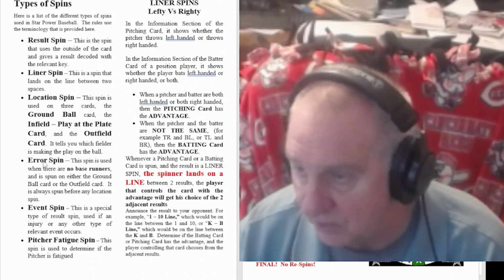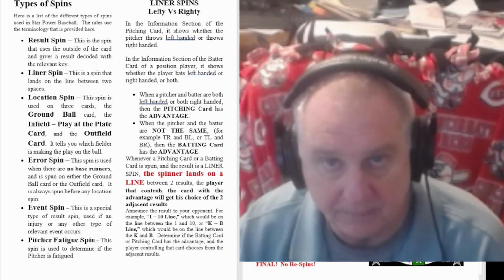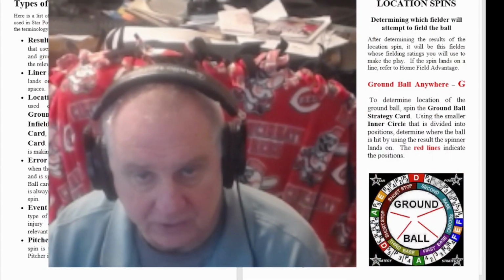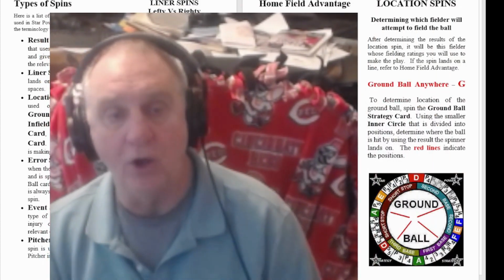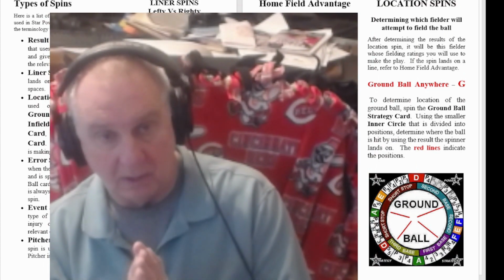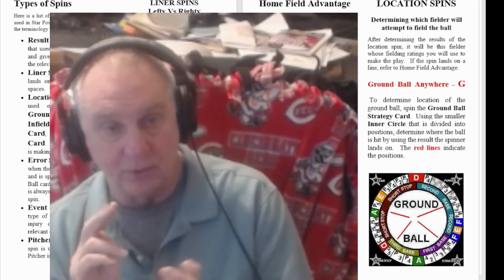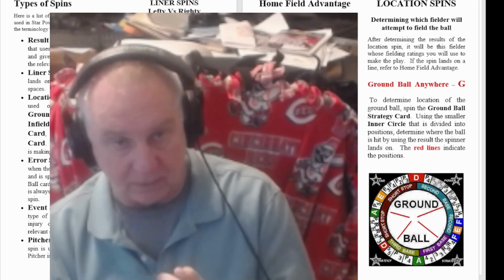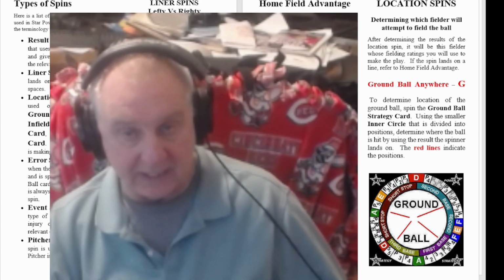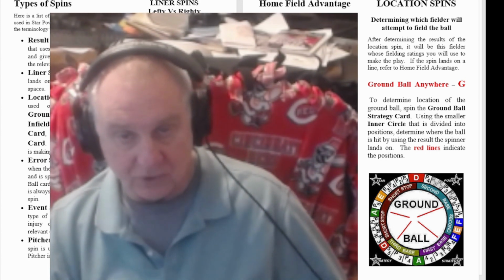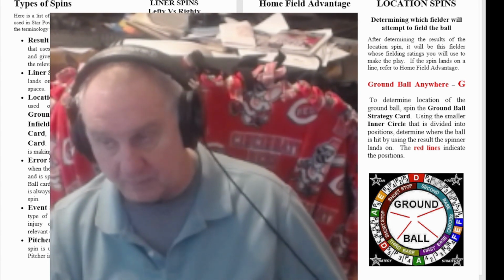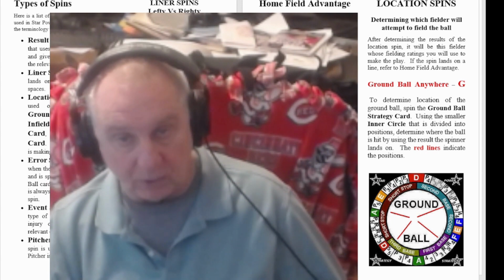All right. The next spin is called an error spin. We'll go back to that. An error spin is done when there is nobody on base. Nobody is on base. And you spin the card, either the ground ball card or the outfield card. You spin that card to see if it lands on the E. If it lands on the E, then it will be an error. Pretty simple. It's called the error spin.